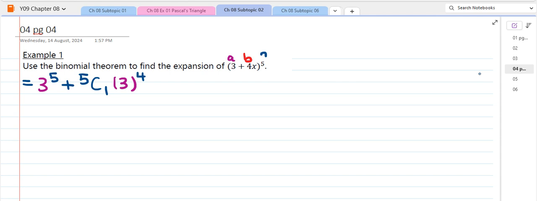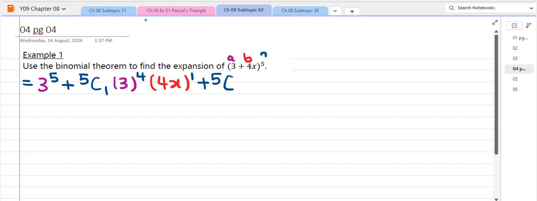Let's continue. Sorry, your B will be here also. Your B is 4x, so B will be to the power 1. Just write it down. The next term will have 5C2, and your A is 3, and it will be to the power of 3, which is decreasing from 5, 4, and then 3.